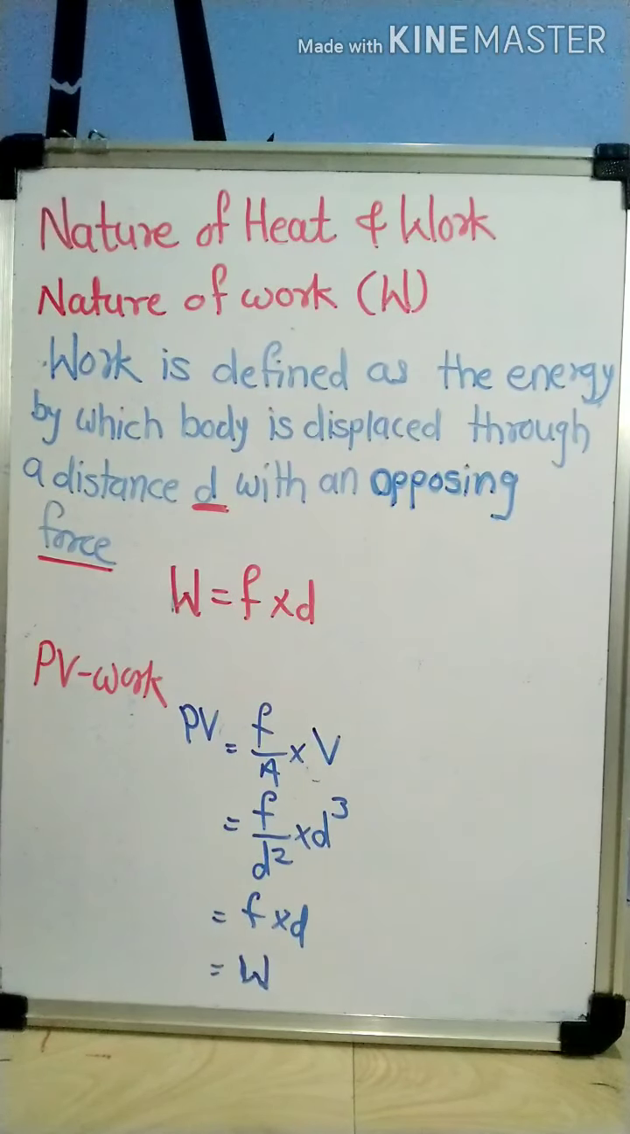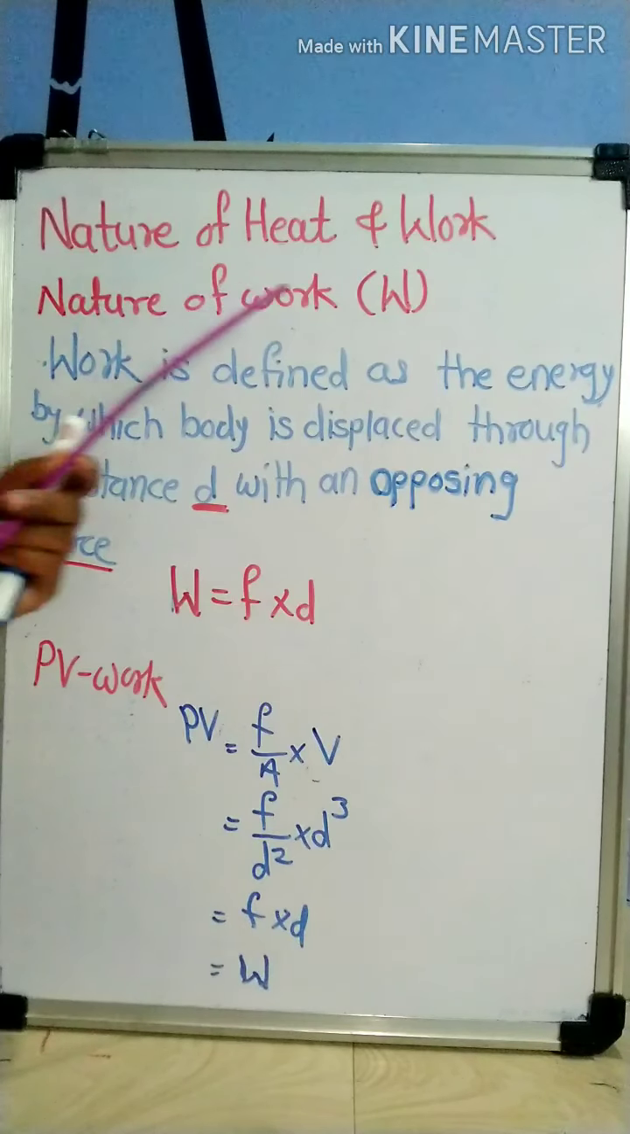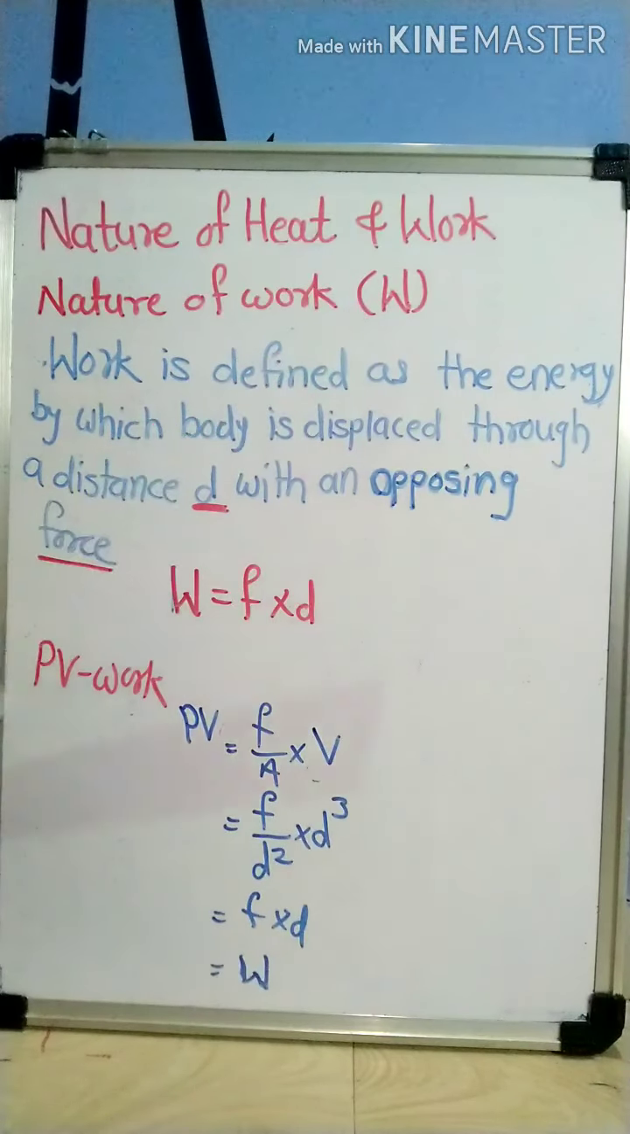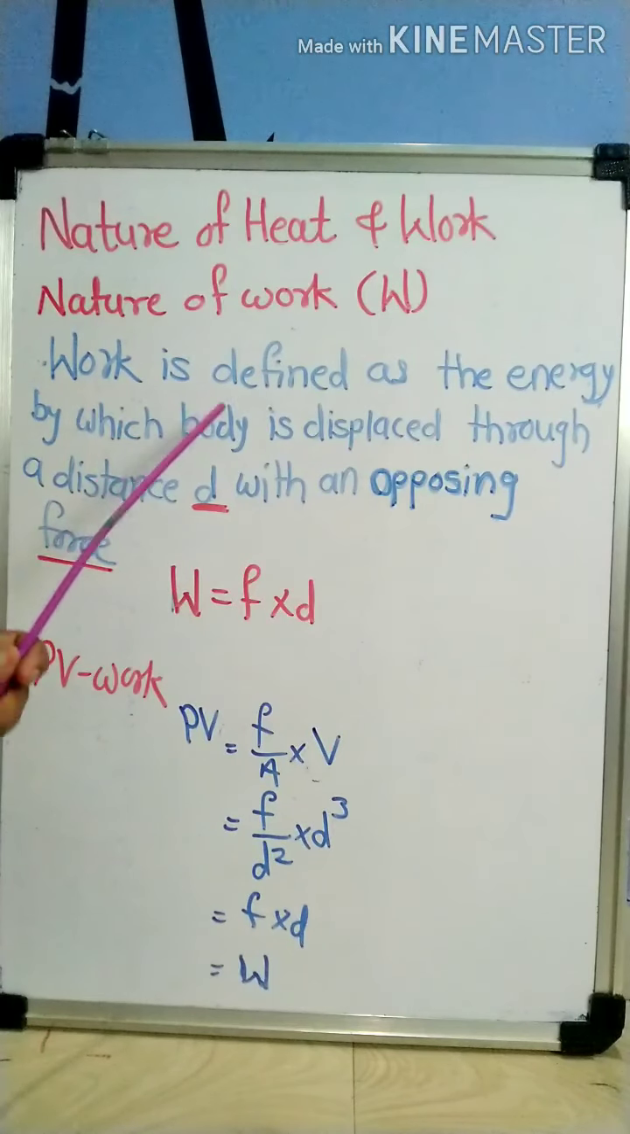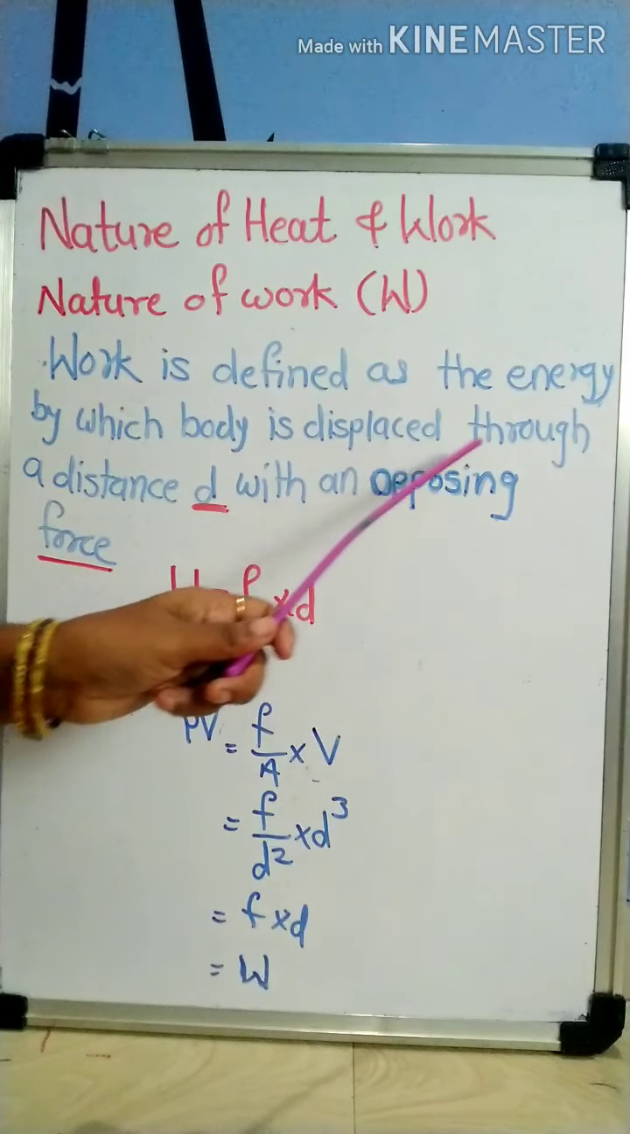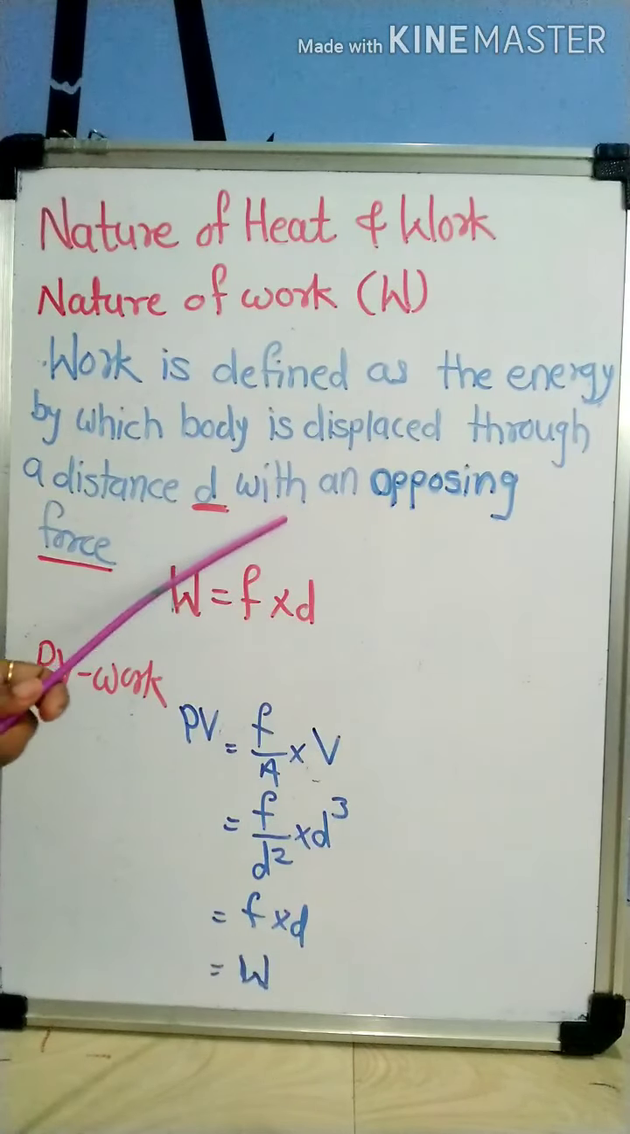Today we are going to see the nature of heat and work. First of all, we have to see the nature of work. The symbol of work is W. So what is meant by work done or work? Work is defined as the energy by which a body is displaced through a distance d with an opposing force.